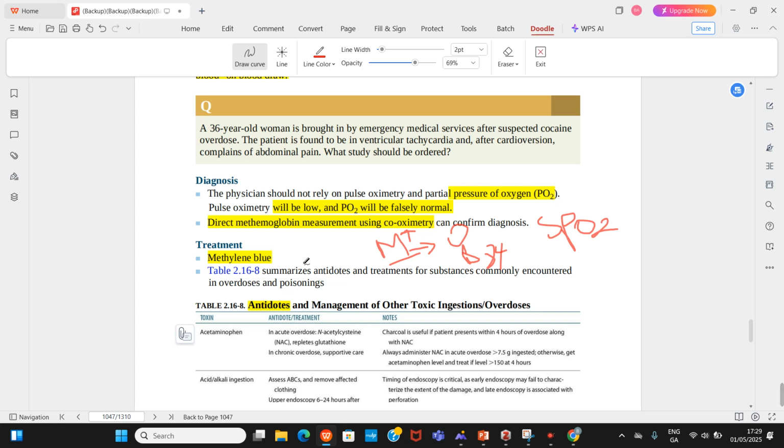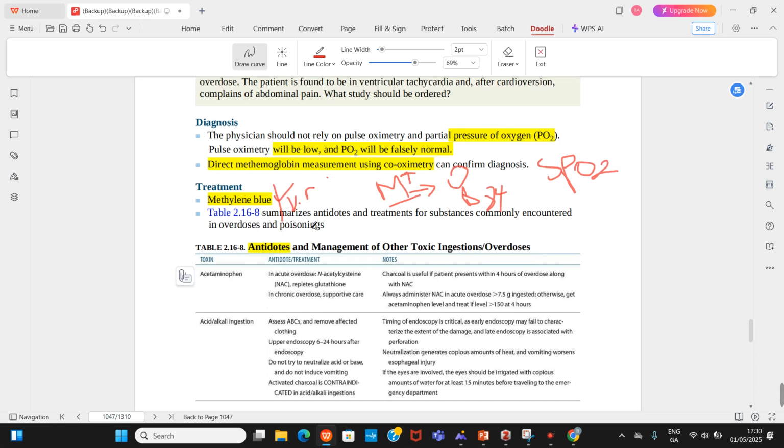So the treatment is very straightforward. It is the most straightforward one. Just give methylene blue. It is a reducing agent, and it will reduce your Fe3+ to Fe2+. So Fe3+ is methemoglobinemia. Fe2+ is normal hemoglobin. So if you don't see methylene blue there, we are going to see what? Anybody? Vitamin C. Vitamin C.